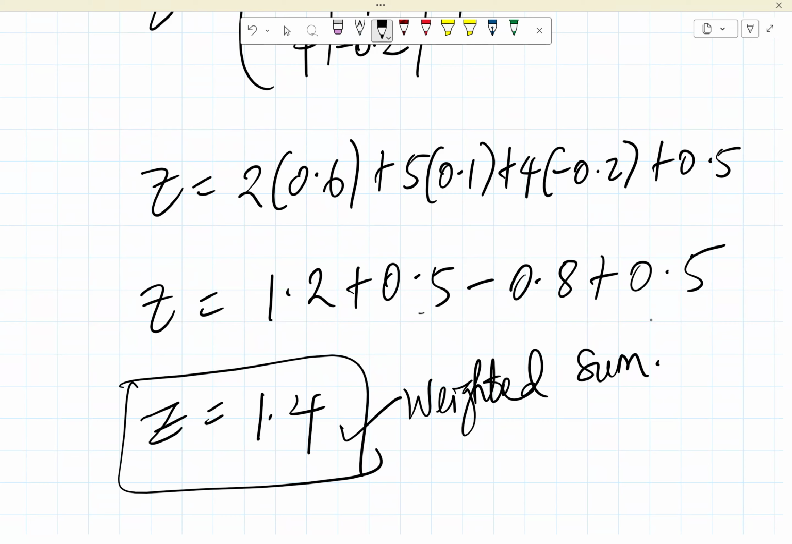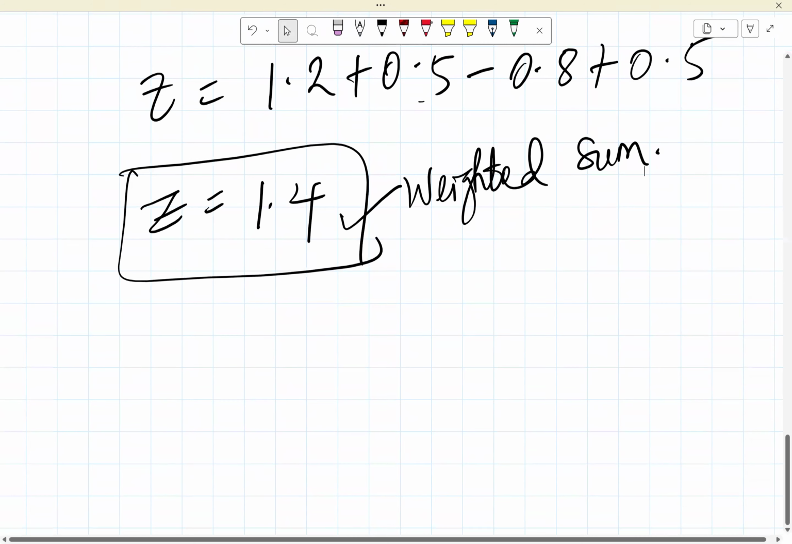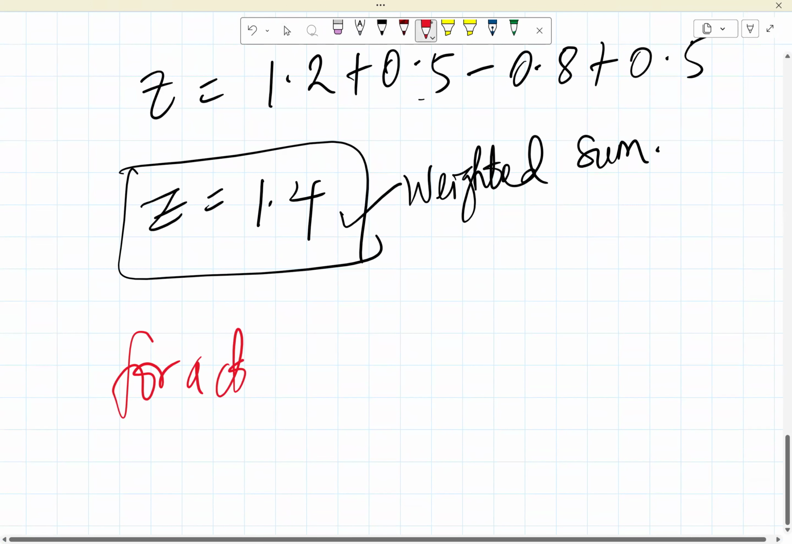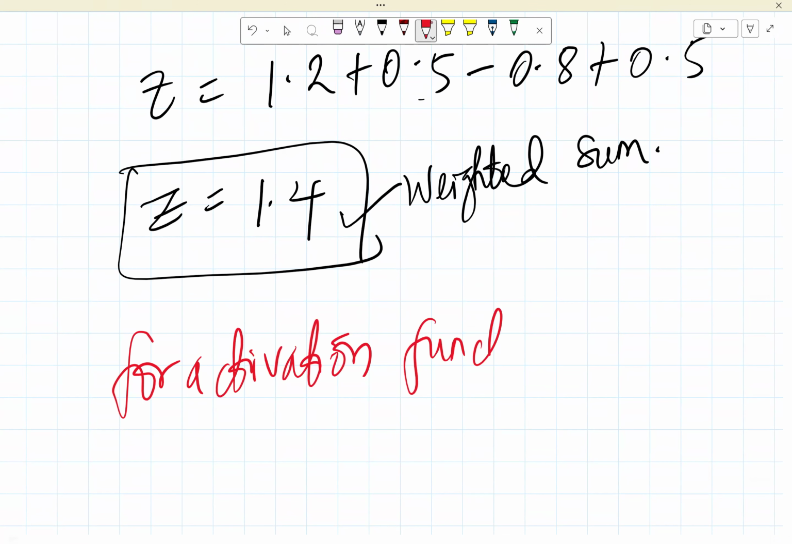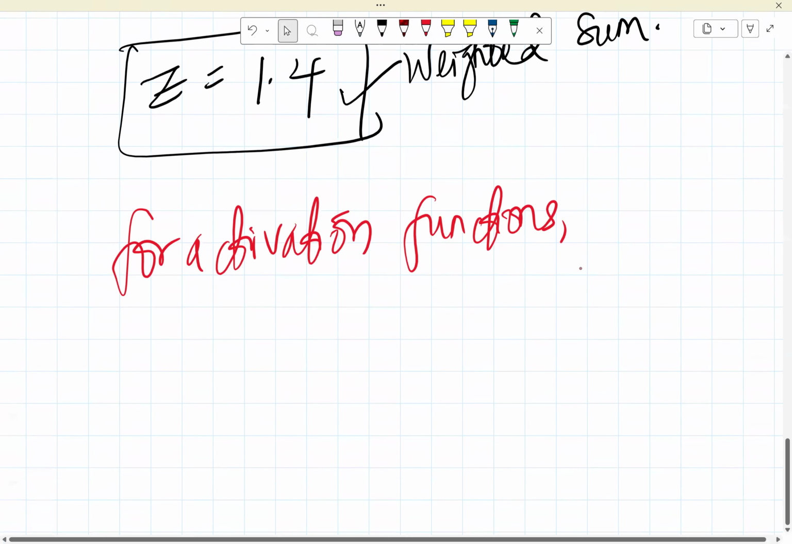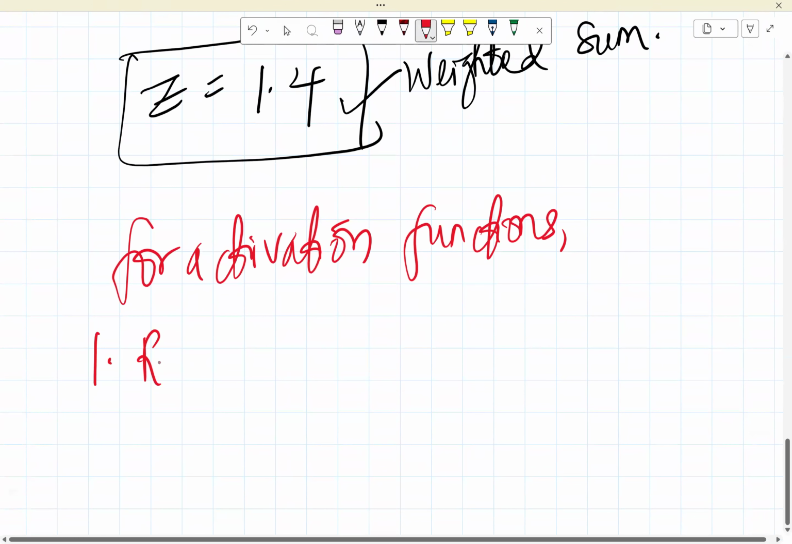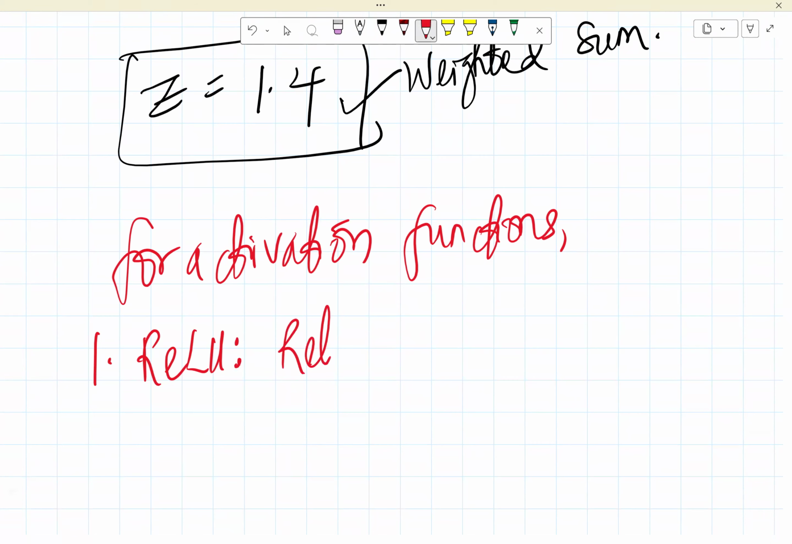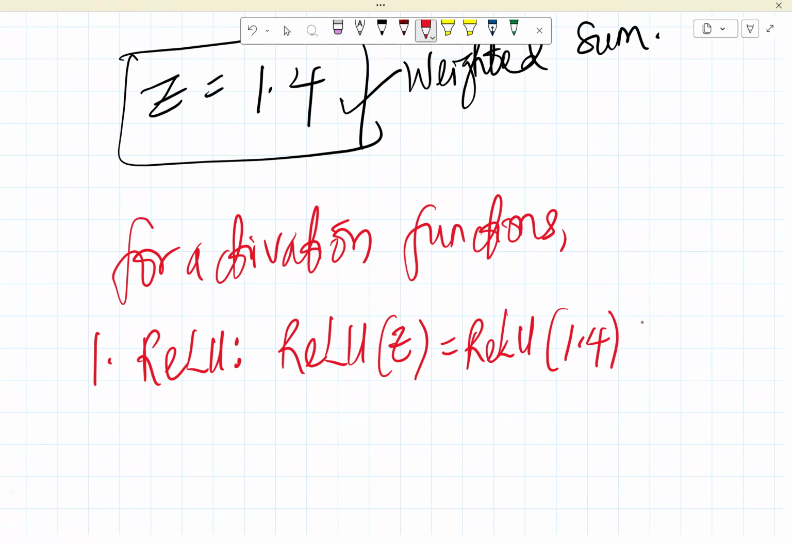But like I promised, I was going to take it further to activation functions. So for activation functions, we'll start with ReLU. Talking about ReLU, we have ReLU of Z, that is ReLU of 1.4, which is equal to 1.4 straight up.